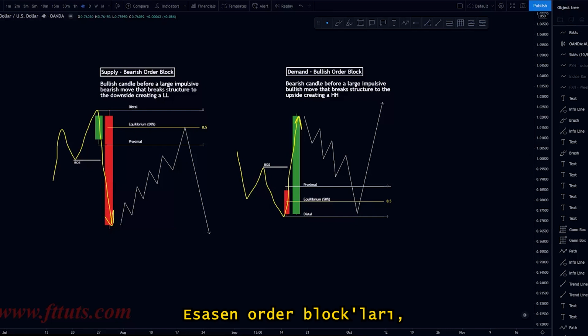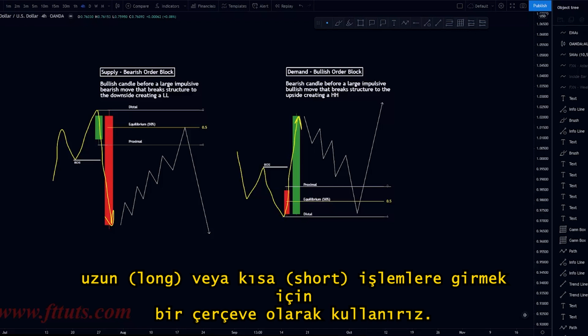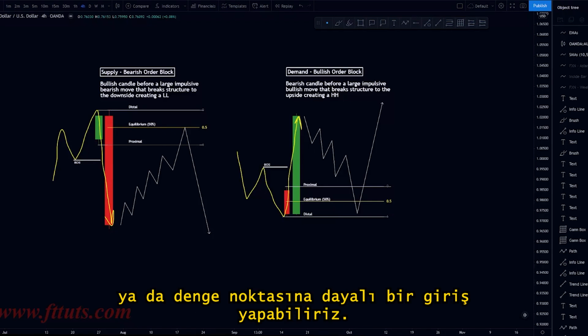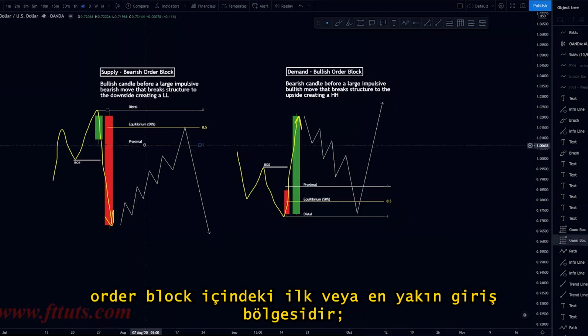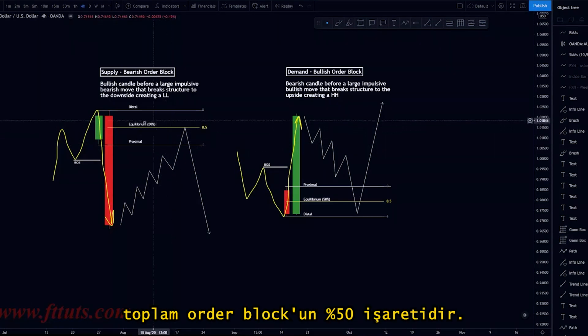We essentially use order blocks as a framework to enter trades either long or short, depending if it is a bullish or a bearish order block, right? So we're able to base an entry at either the proximal or equilibrium point of the order block. In both cases, you can see here on the charts, the proximal point is the first or the closest entry area in the order block, and the equilibrium is the 50% mark of the total order block.